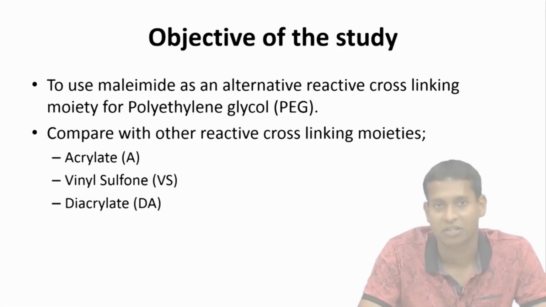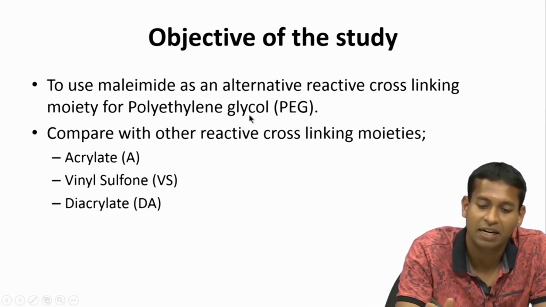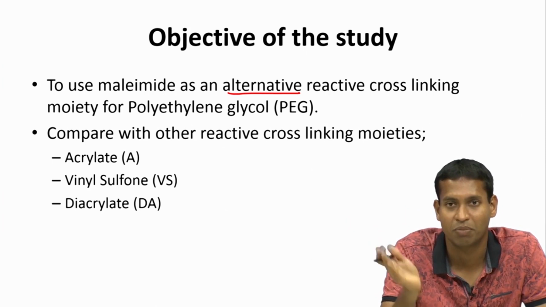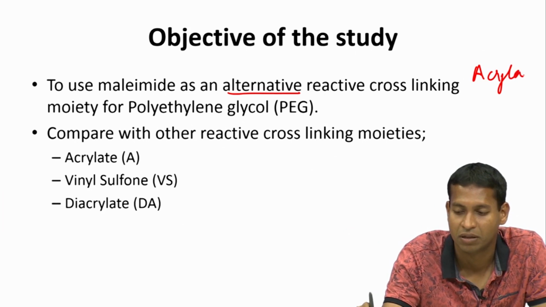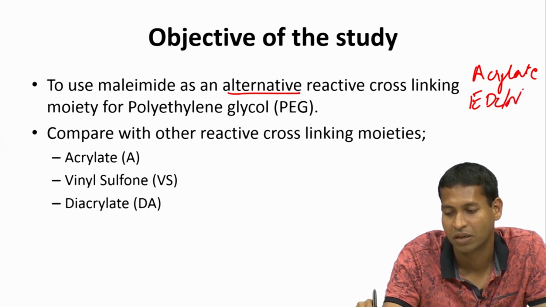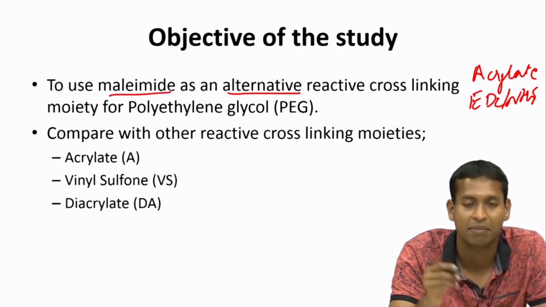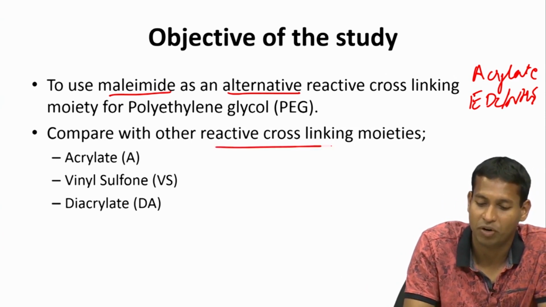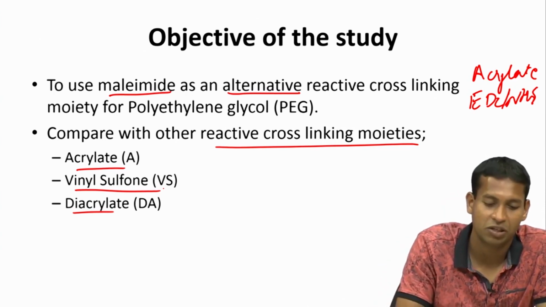In this case the objective of the study is to use a maleimide as an alternative cross linking moiety to polyethylene glycol, and when I say alternative, I mean trying different types of cross linking methods and seeing which is very widely used. So, before this paper came out people typically were using acrylate or let us say some EDC NHS or some other form of coupling, but now this paper is proposing using a maleimide based cross linking. So, what they have done is they have compared the cross linking moieties, which is again as I said acrylates, diacrylates and vinyl sulfone, which is another functional group.